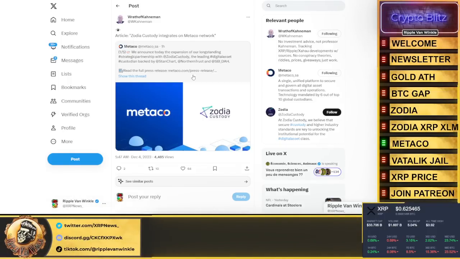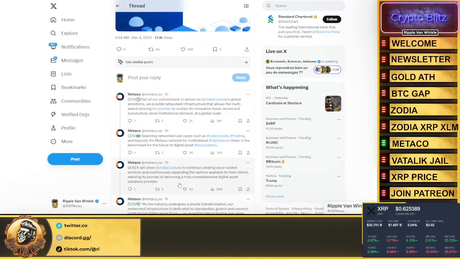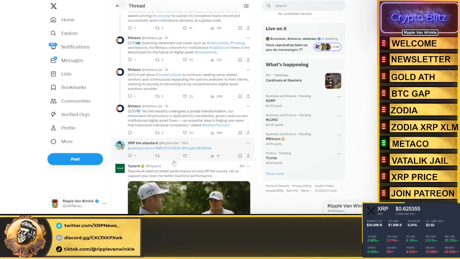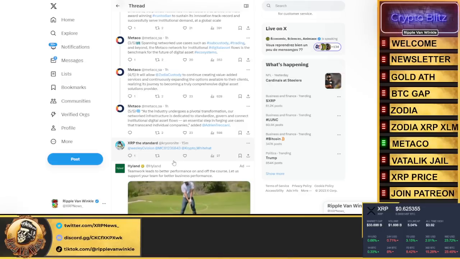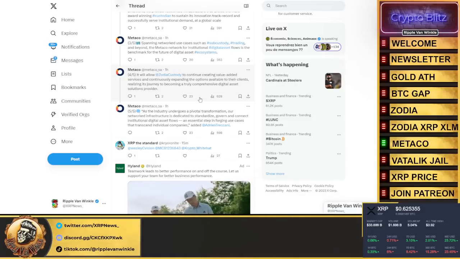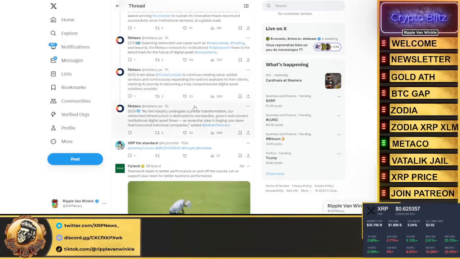This is absolutely amazing. Mateco says, we're announcing today the expansion of a long-standing strategic partnership with ZODIA Custody, the leading digital asset custodian backed by Standard Chartered, Northern Trust, and SBI. As part of our commitment to deliver ZODIA's global custody ambitions, we provide network infrastructure that allows the multi-award-winning custodian to sustain its innovative track record and successfully serve institutional demand at a global scale, spanning network use cases such as sub-custody, trading, and beyond. The Mateco network for institutional digital asset flows is the benchmark for the future of digital assets. It will allow ZODIA Custody to continue creating value-added services, and continuously expanding the options available to their clients, realizing its journey to becoming a truly comprehensive digital asset solution provider.